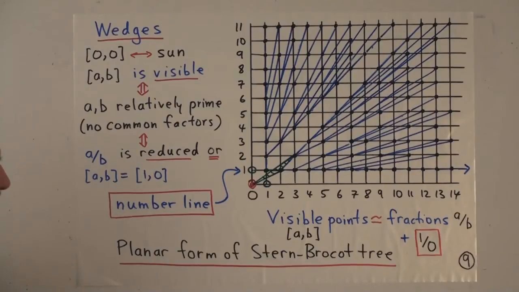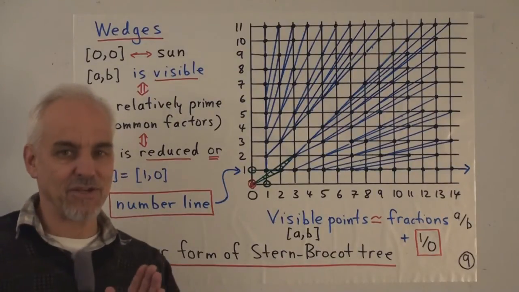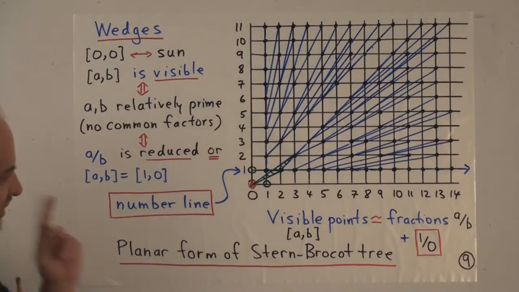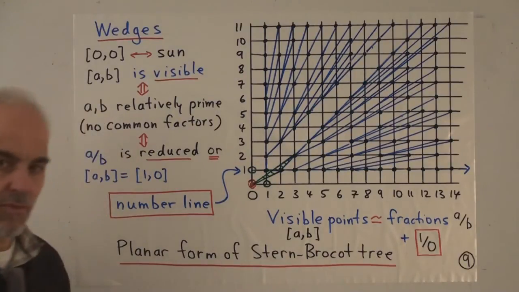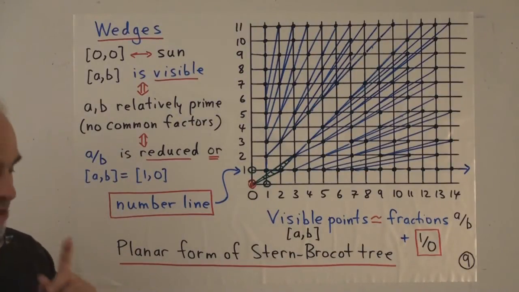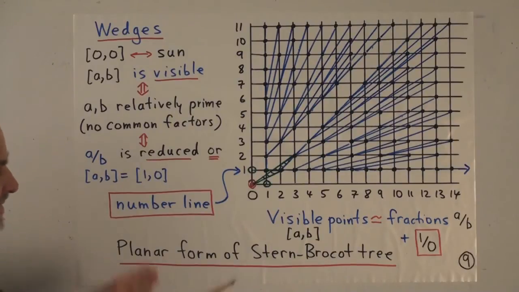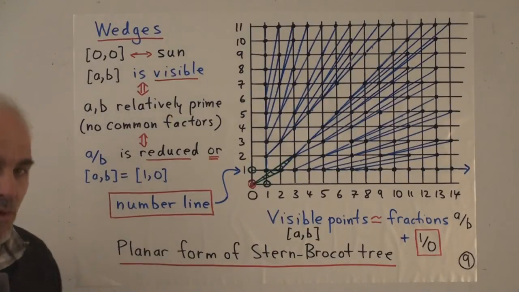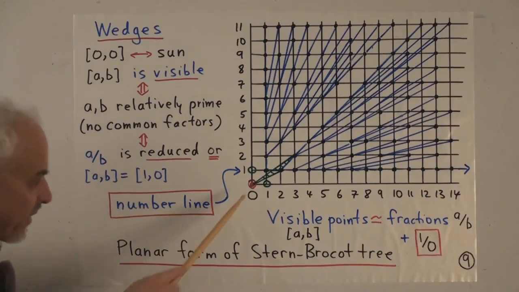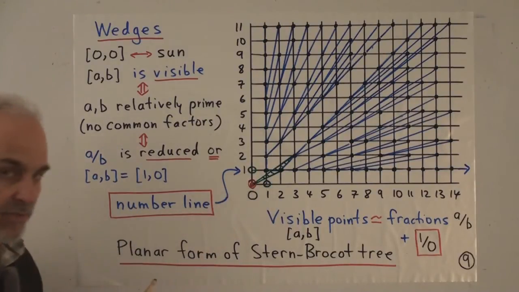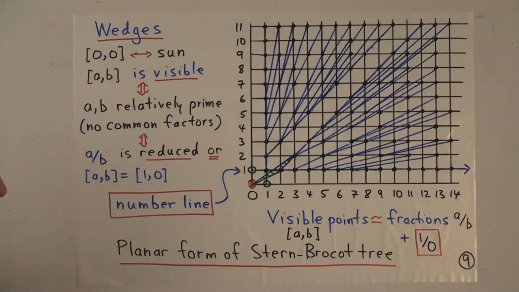That has an interesting advantage. The interesting advantage is that now the fraction 1 over 0, which is not really a fraction, not really a rational number, is still represented by a visible point here, because it corresponds to the pair 1, 0. There's the pair 1, 0 there. That's that point there, which is just as legitimate a point as any other one.